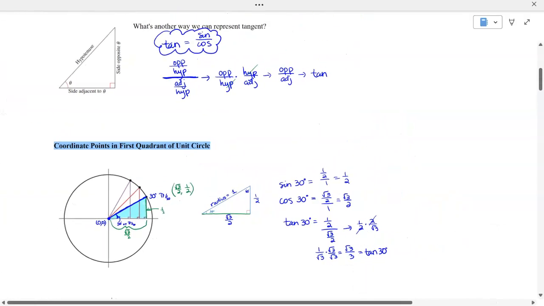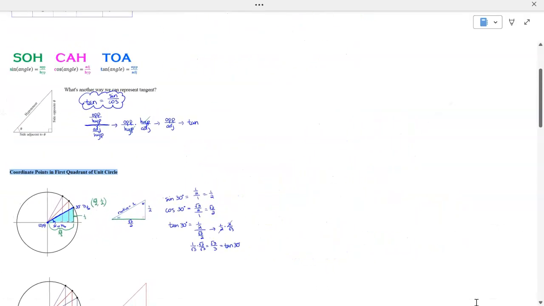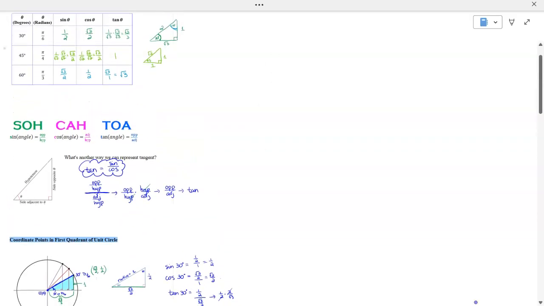And we should see that the sine, cosine, and tangent of 30 degrees using the triangle from our unit circle gives us the same values that we found using the triangle that we have learned from geometry.